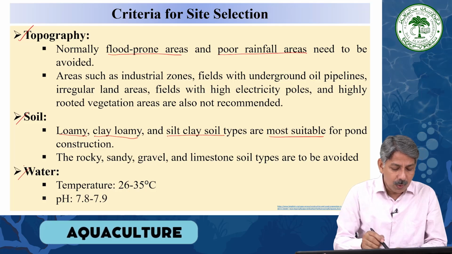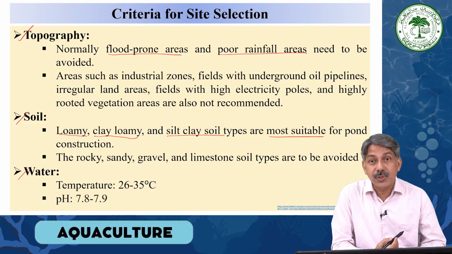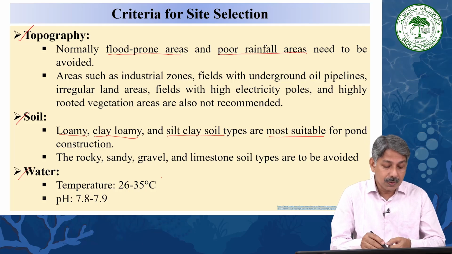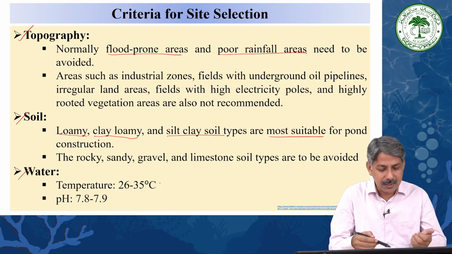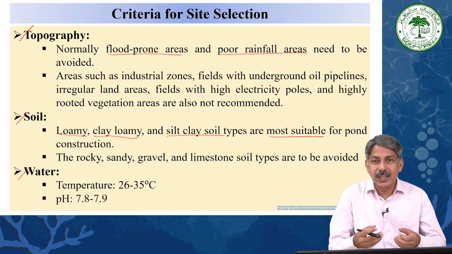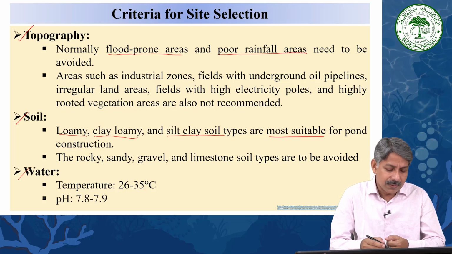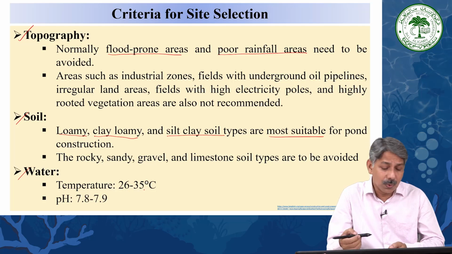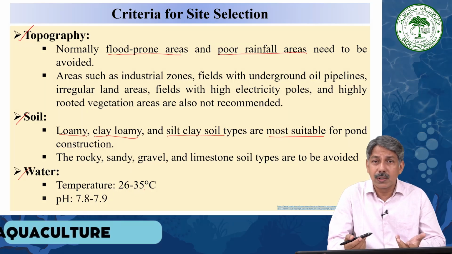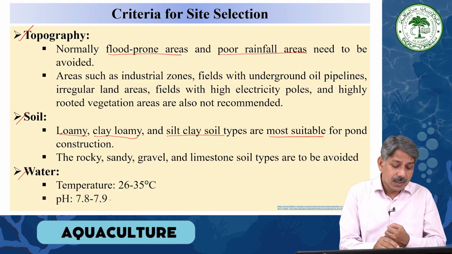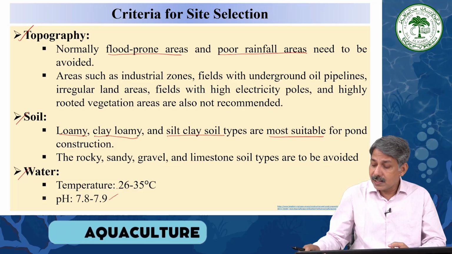Then water. It depends on which species you are going to culture, but here we are focusing more on Indian major carp. So temperature 26 to 35, upper limit has been given, but usually it should be tried to keep 26 to 28 degrees or like that. But that can be up to even 35 degrees. Sometimes it comes to the lower side also, maybe 22 or 23 degrees or lower. Then pH slightly towards the alkaline side is considered better.